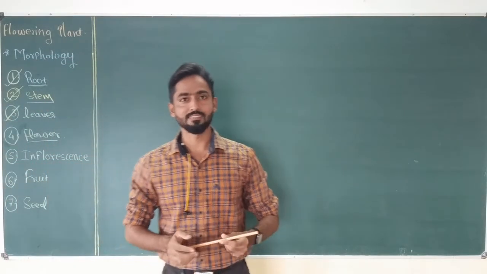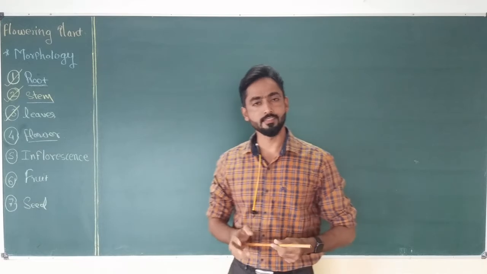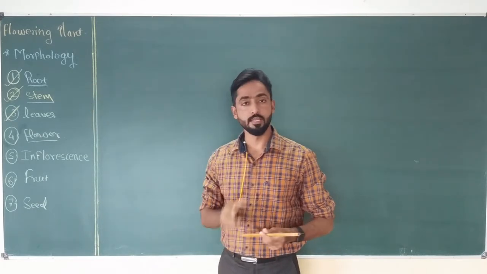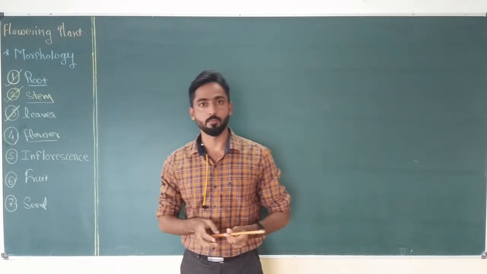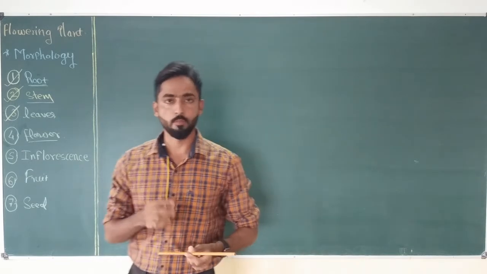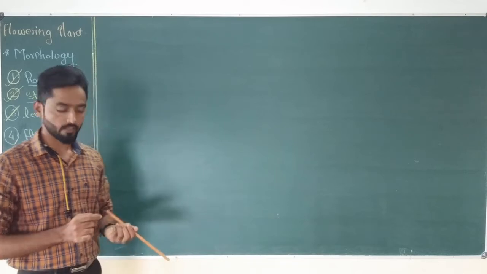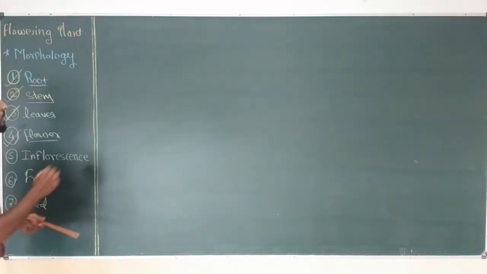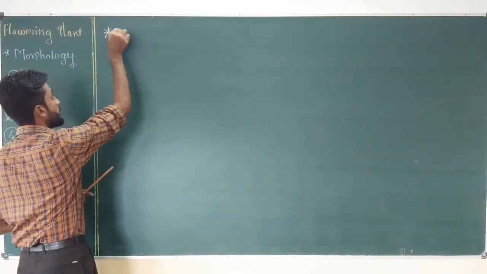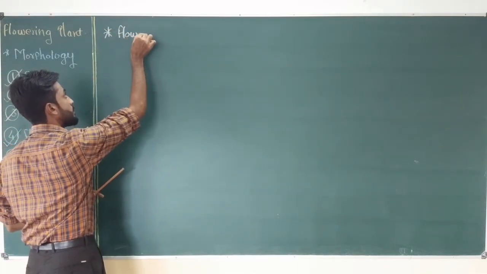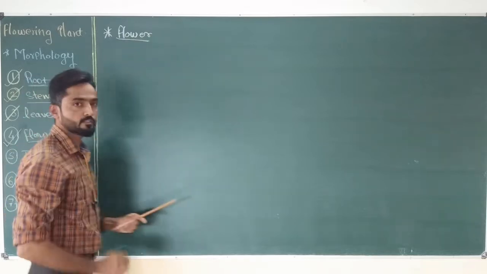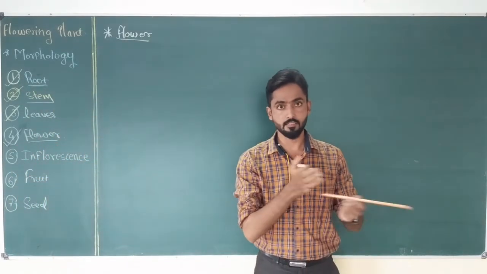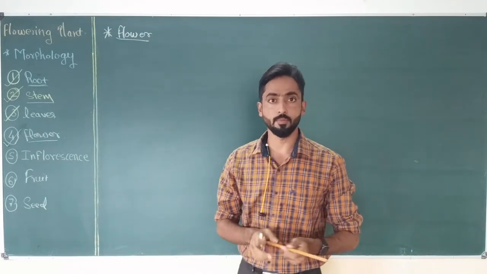Hello everyone. In this series of videos, we have already discussed in detail the root, stem and leaves of the flowering plant or angiospermic plant. Now, from this video, I'm going to start with the next part of the flowering plant, that is the flower. The flower is the most important and conspicuous organ of the angiospermic plant that differentiates this type of plant from all other plants of kingdom Plantae.